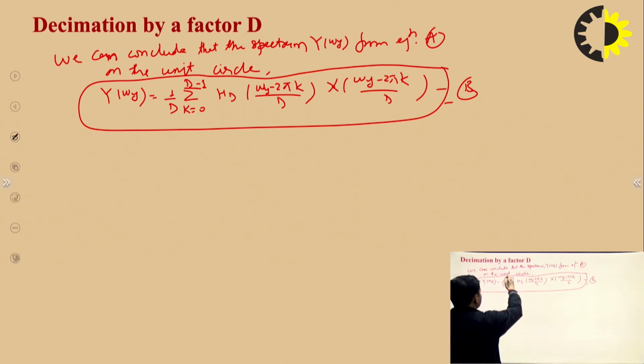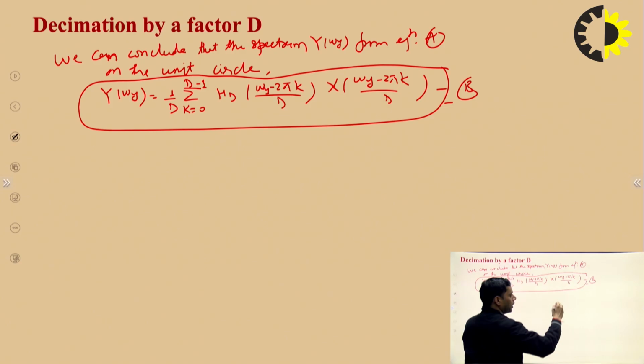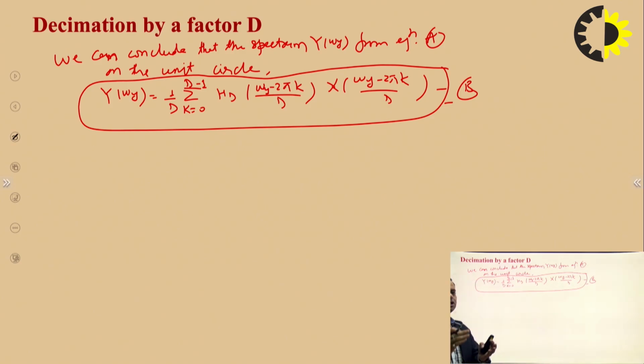So, what will happen, k ranges from 0 to 2 here. First of all we will expand it for k equals 0, where we are not getting any expression, but when we put k equals 1, the expression we get is Hd of omega y minus 2 pi upon d. For k equals 2 we get Hd of omega y minus 4 pi. So, in this way the frequency is shifting and aliasing will also come.